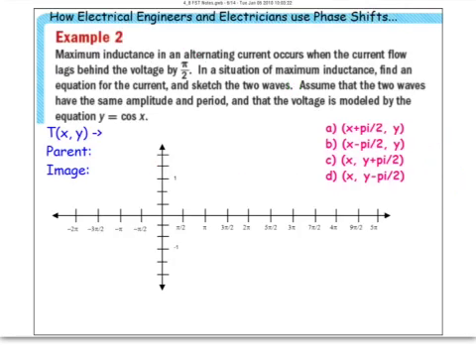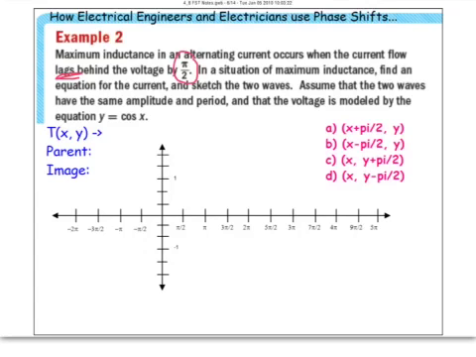This next example is a very good word problem example on how to interpret it in real life. So let's go through it. Great example if you're going to become an electrical engineer, and electricians tend to use phase shifts. So here it is. Maximum inductance in an alternating current occurs when the current flow lags behind the voltage by pi over 2. So something is lagging by a pi over 2. In a situation of maximum inductance, find an equation for the current and sketch the two waves.